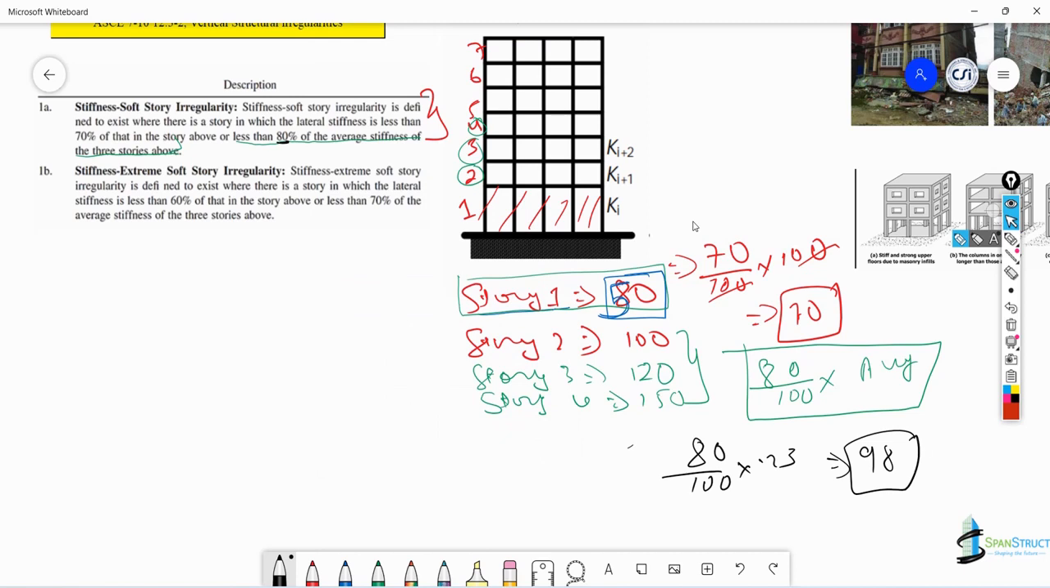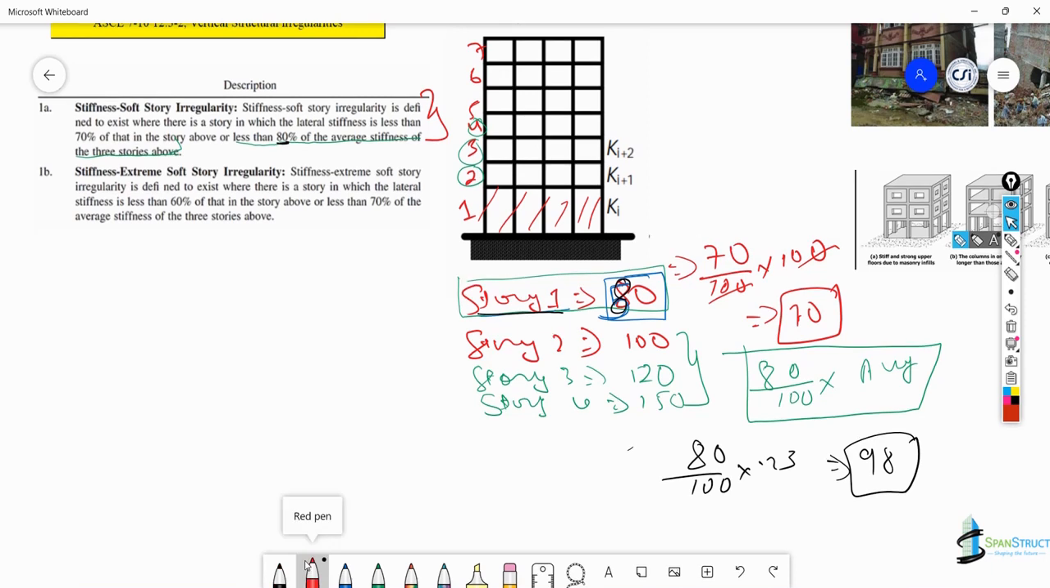Now you compare. Let's suppose story number 1 has 80. In that case this story will come under the soft story, because 80 is less than 98. So there are two conditions. You have to check both the conditions, 80% and 70%. If you are looking at 80%, you have to take the average of the above 3 stories, and if you are considering 70%, you have to take only the stiffness of the story above.